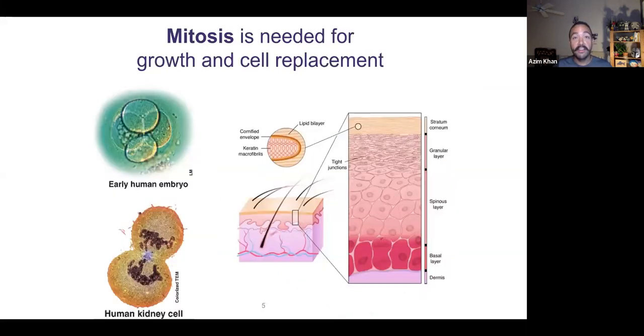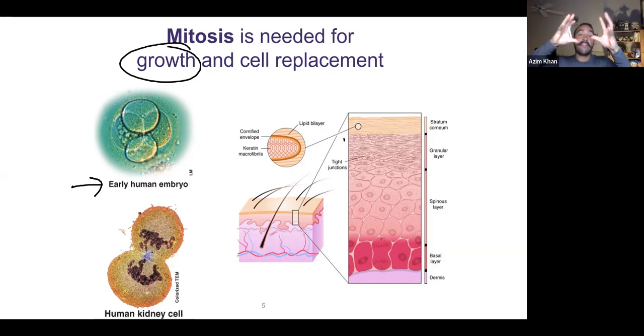Two major reasons for mitosis. The first is growth. Let's say you're an early human embryo. You've started out as a single cell. That single cell needs to divide again and again and again to produce a baby. And then the cells of that baby will divide over and over to produce an adolescent, and will divide over and over to produce an adult. When we're an adult, we're pretty much done growing, but there are still some things that happen, which we'll talk about in a second. But that's what I mean by growth, going through those stages of development. You need to make more cells. That's what mitosis is for.